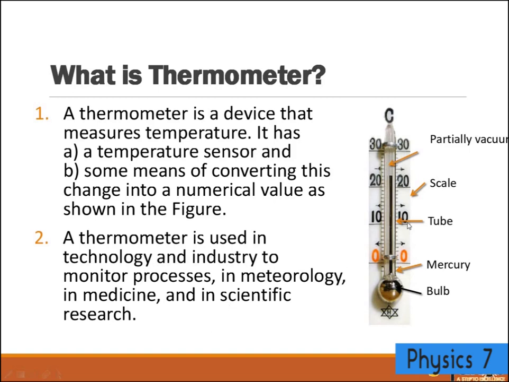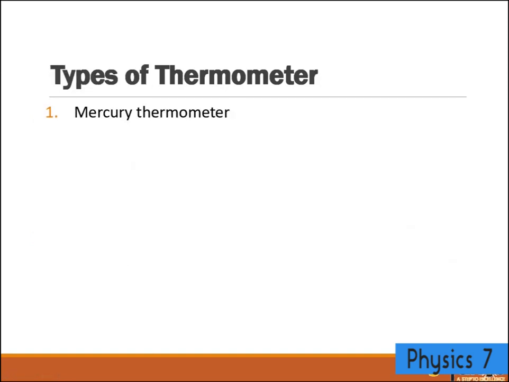So here on the right hand side you can see that we have a diagram of a thermometer, and you can see that in this particular glass thermometer we have the bulb, and in this case the bulb contains mercury, and you can see there's a partial vacuum inside the tube which allows the mercury to move up unhindered as the temperature changes.